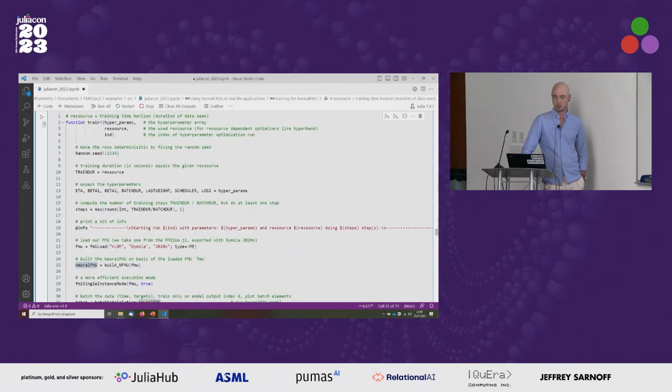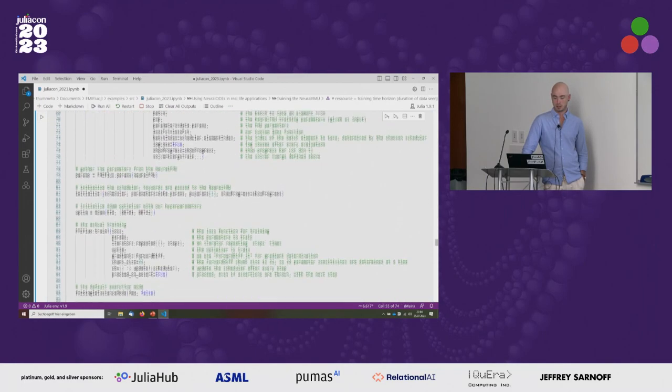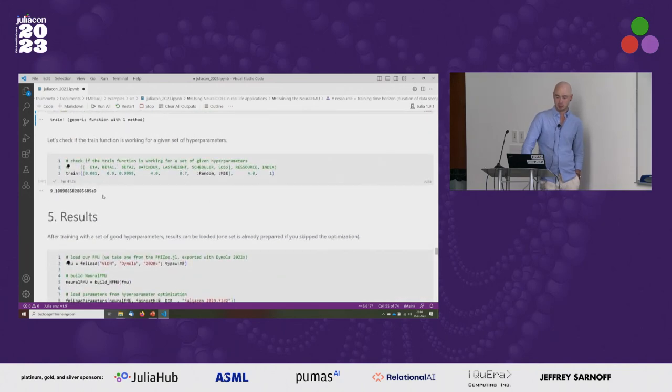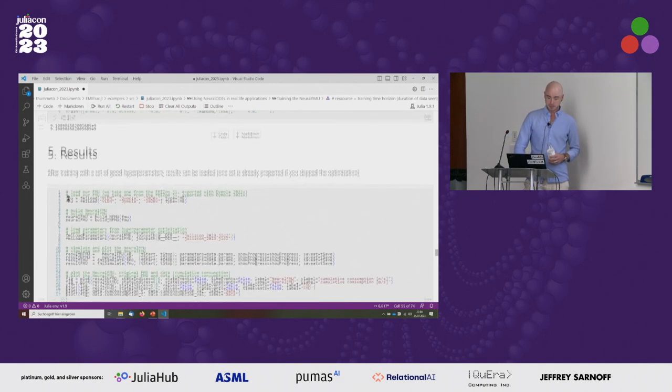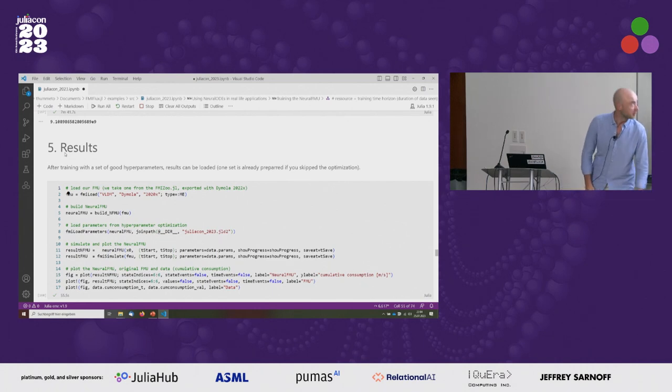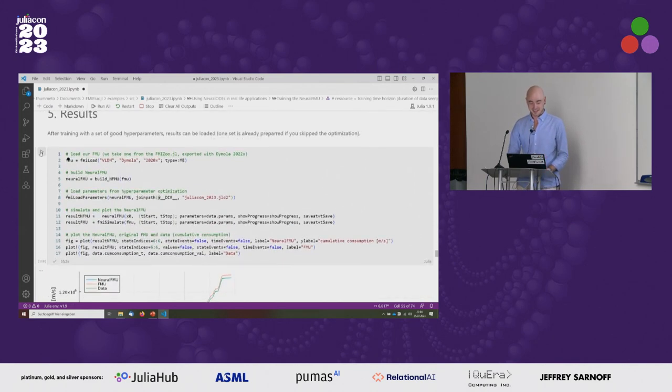So let's execute this function. After that, we can call our training function and check the results. But this takes a while, and I think time is running fast. So let's do it like the chefs on TV and say, I have prepared something, and have a look at the results.